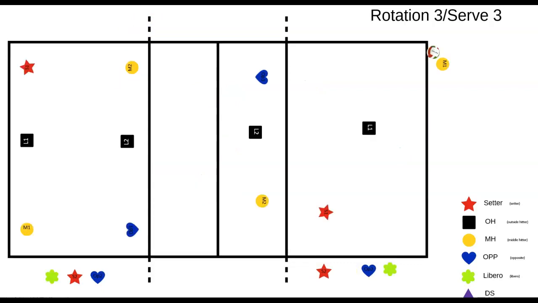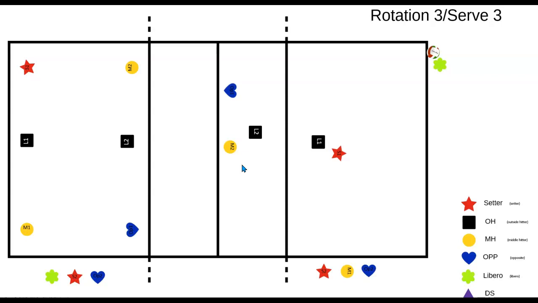Okay, let's take a look at rotation 3. All right, in rotation 3, you'll notice our M1s have now rotated and they are now back row players, and our M2s are now front row players. We are going to have our libero serve, so our M1 is going to come out and our libero is going to go in. On the serving side, we now are going to put our middle, who just came to the front row, at the net, and our left side is going to switch with them.